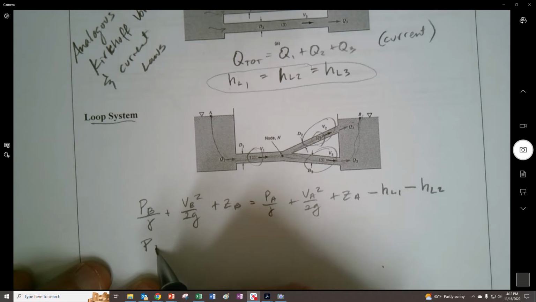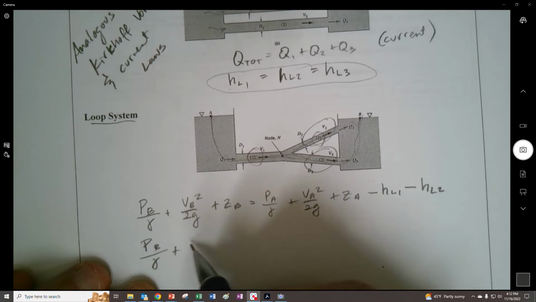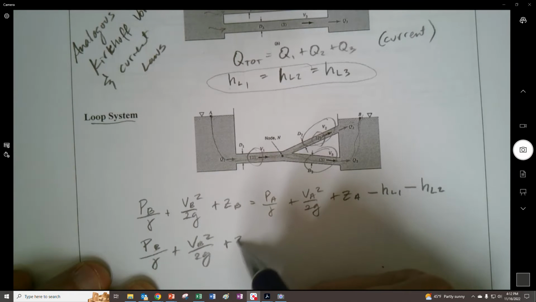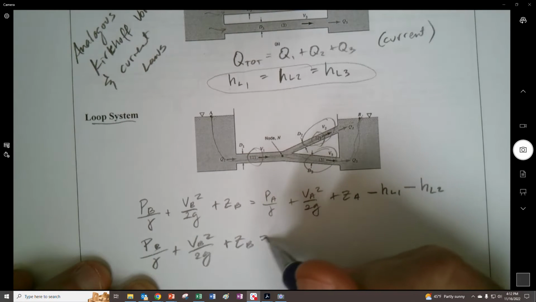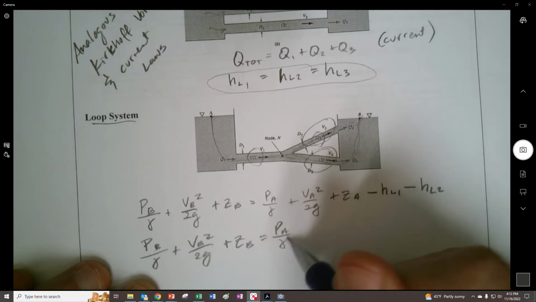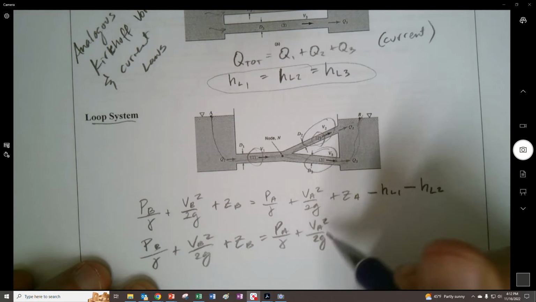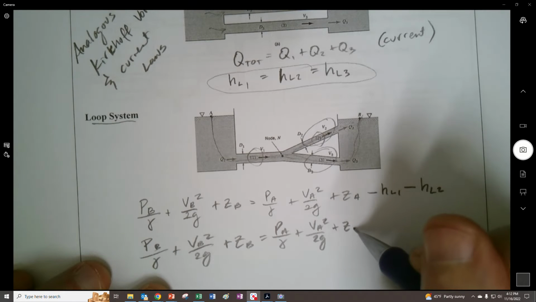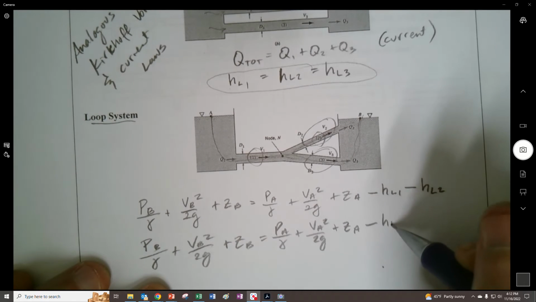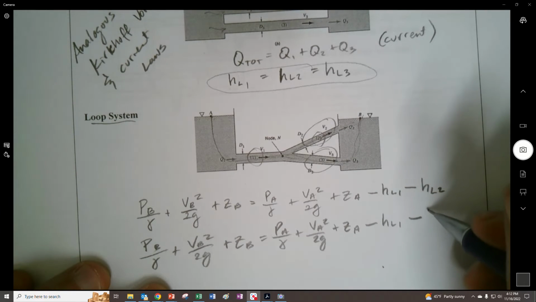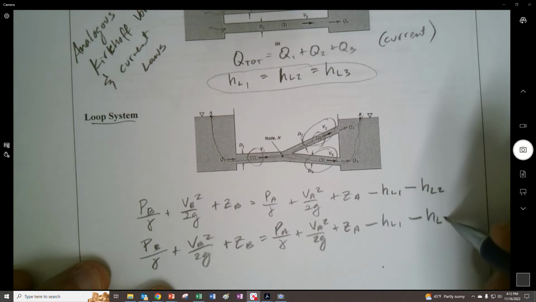Now we can also do the same thing, but now we'll go through this path right there. So this is really going to be all the same thing. I don't know why we're writing this out here, but that's okay, it's the idea behind it. PA over gamma plus VA squared over 2G plus ZA minus HL1, but now we have minus HL3.